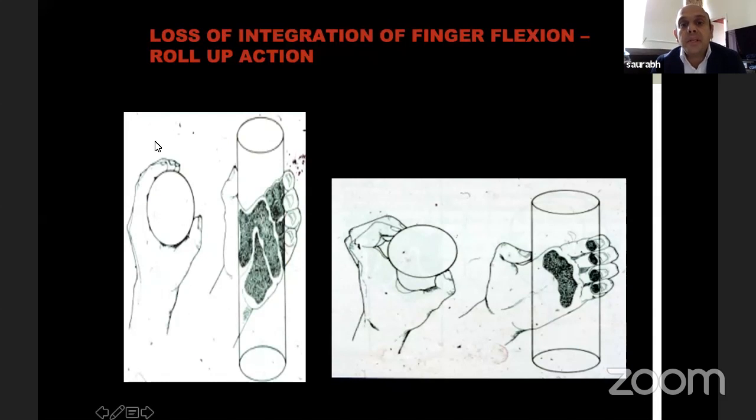Which brings me to the next concept, roll-up action. I just told you intrinsics stabilize the MCPJ in neutral or in flexion so that the IPs can act. If you look at the picture there, if we have to grasp a tumbler, this is what intrinsics are doing. They're stabilizing the MCPJ in neutral or slight flexion, and there is a coordinated IPJ flexion, and we are able to hold a tumbler or a glass.